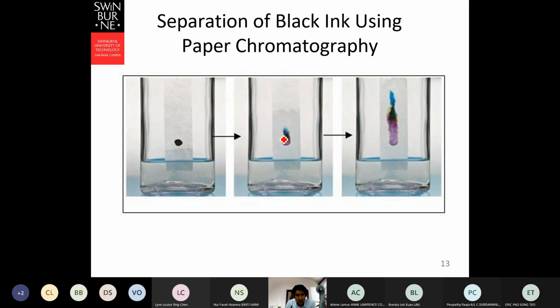So in this way we can see that this is not very ideal, but it looks good. If I would do it in the lab, this coming lab, I will put the ink a little bit nearer, probably here, so that it starts early. Okay, so this is a separation of black ink on the paper.